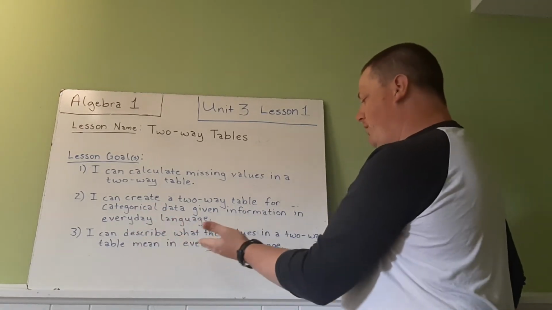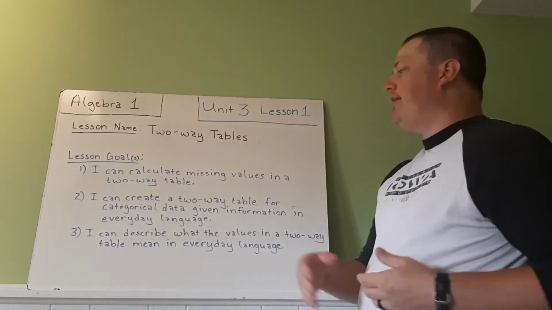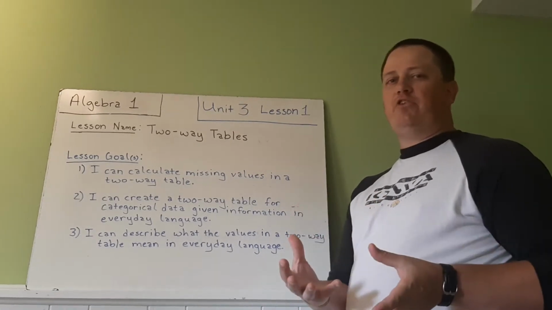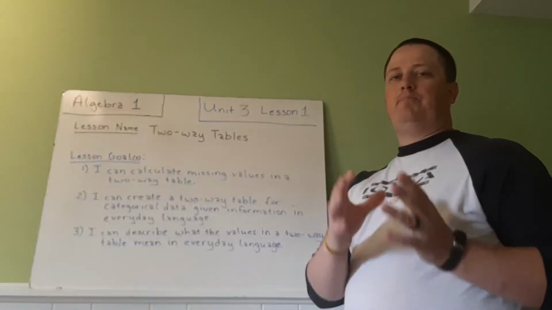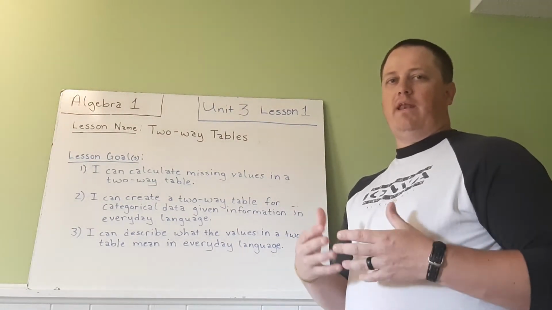I can describe what the values in a two-way table mean in everyday language. This is essentially the reverse of number 2. If you have a two-way table, can you then put that into sentences and explain what it's saying?